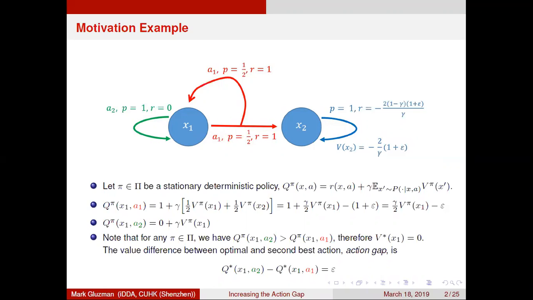So we'll call the value between the optimal and second best action at any state an action gap. So the action gap for state x1 is equal to epsilon for this specific problem. So the action gap is the optimal minus the second optimal.